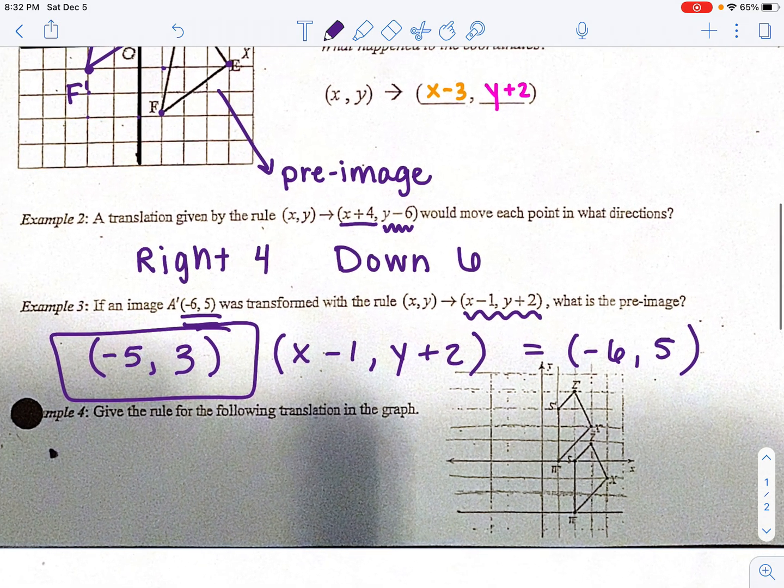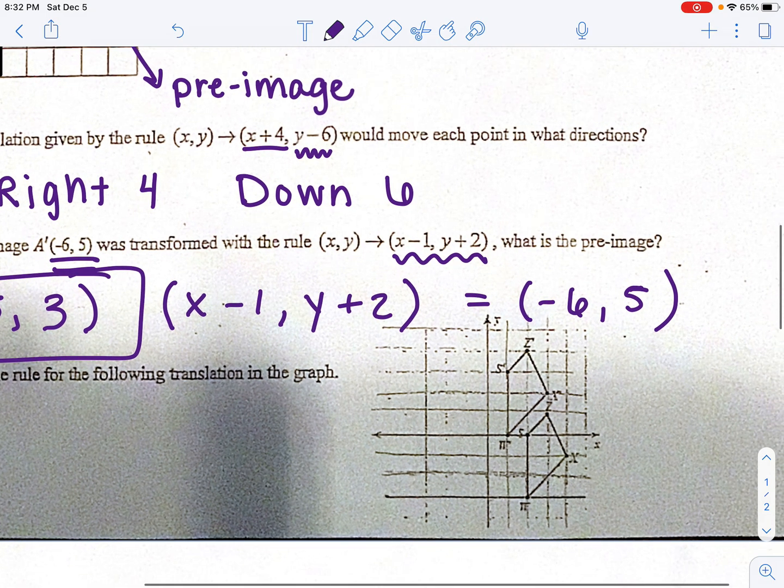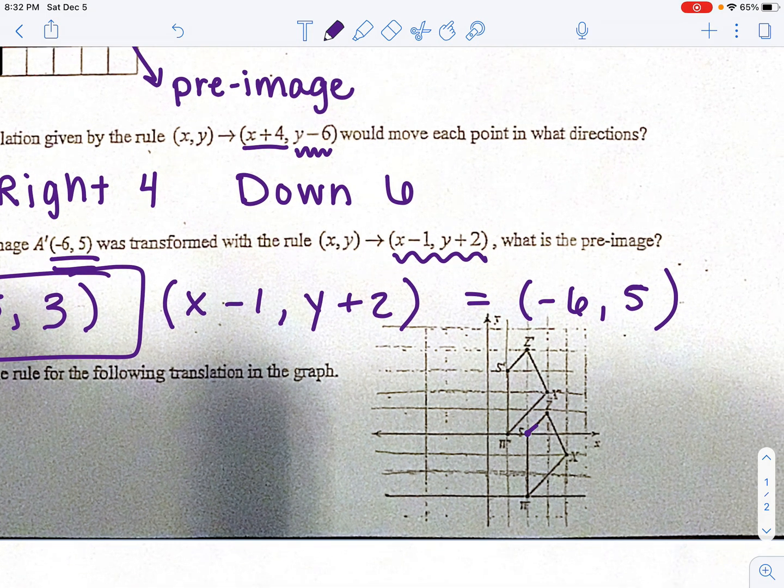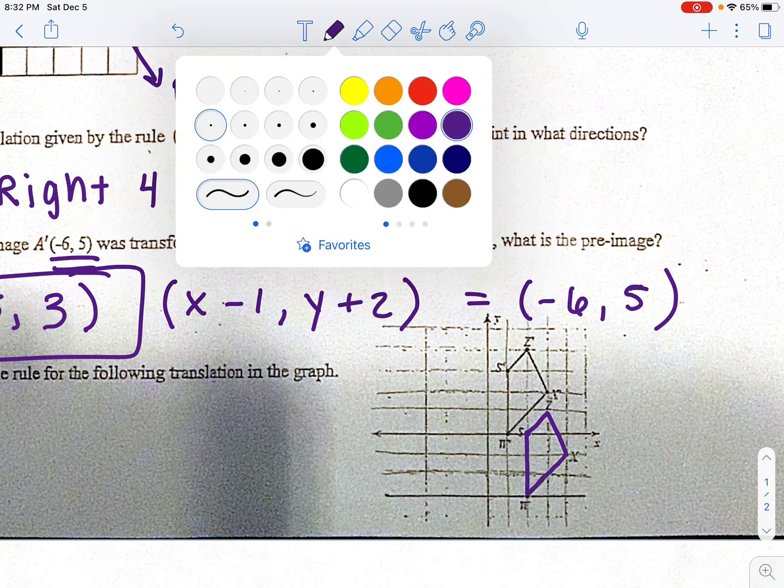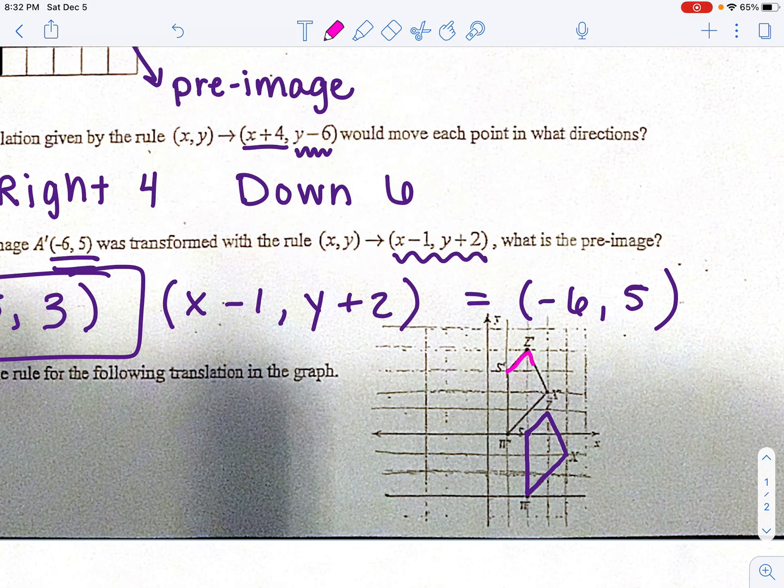All right, example 4 here. We're trying to figure out what transformation happened here. So you kind of look really close. All right, this is my original shape. So this is my pre-image. And then we did some type of transformation to it, and we got my image. I know the difference because if you look at it closely, it'll be easier to see in yours, you have those little prime markings on all of these.